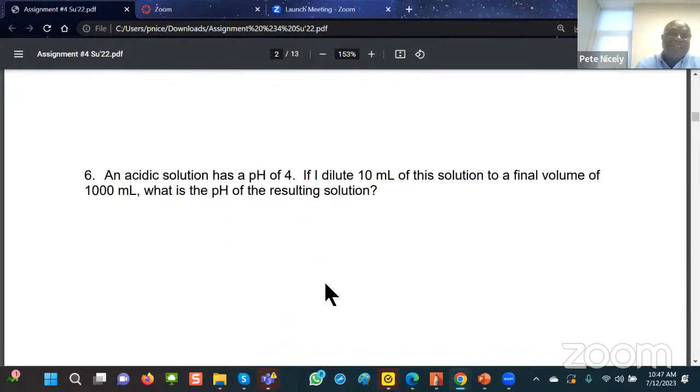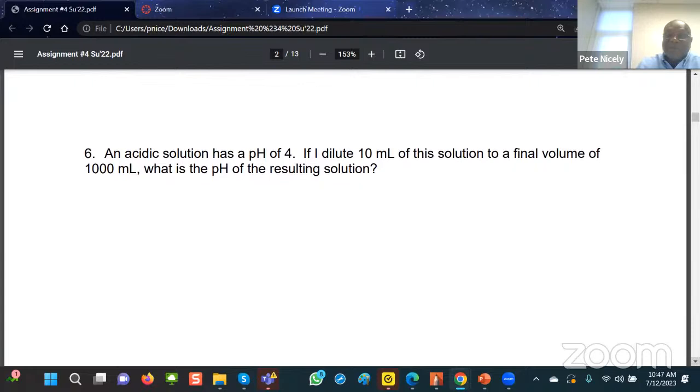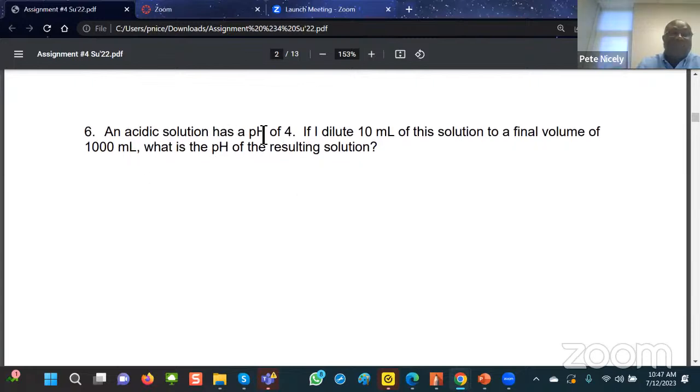Okay, this is an interesting one. Number 6, it says an acidic solution has a pH of 4. If I dilute 10 mL of the solution to a final volume of 1,000 mL, what is the pH of the resulting solution? So let me hear your ideas about this one. How would you solve this particular one?